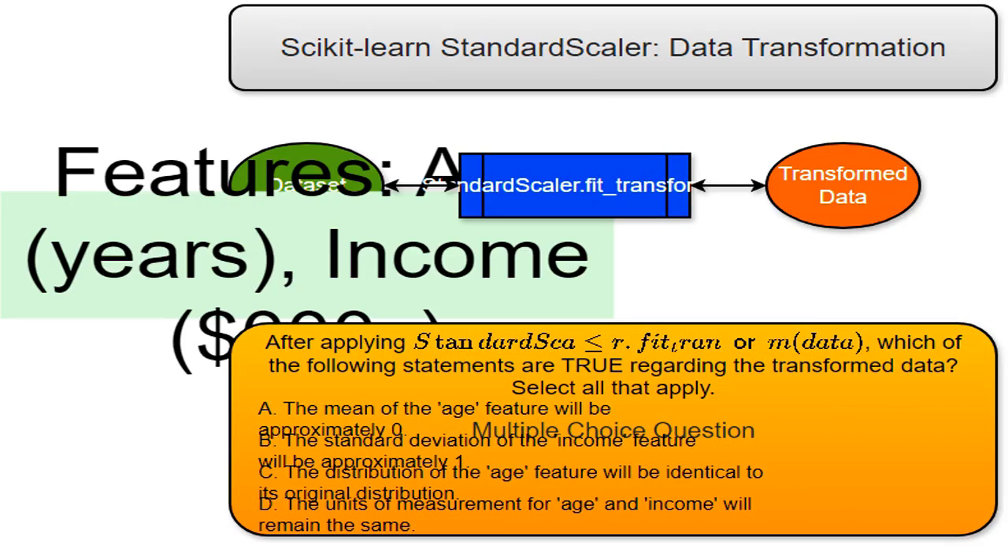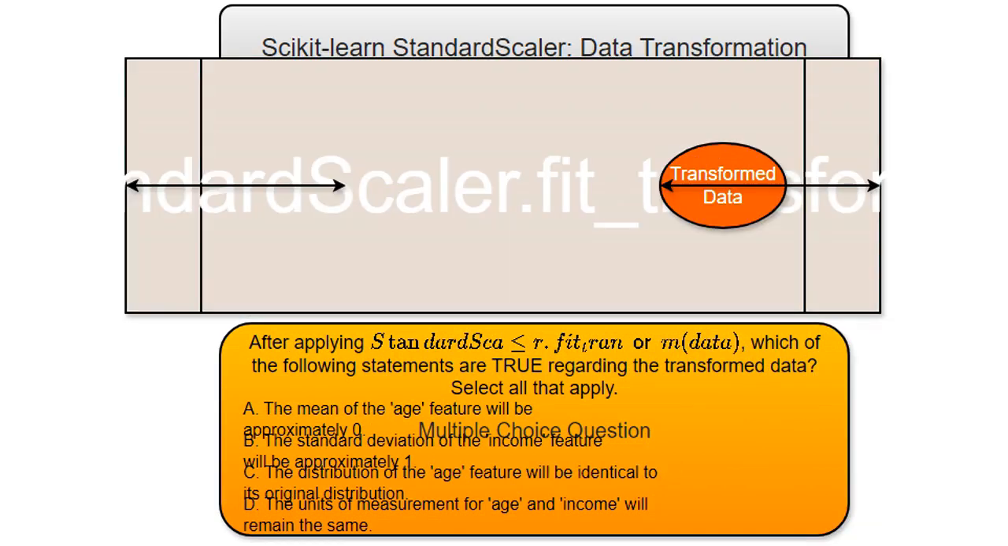These are the variables in the dataset: age, measured in years, and income, in thousands of dollars. This context will help us understand the units and scales involved. This is the specific function call from scikit-learn that applies the standardization transformation. The fit method learns the parameters, mean and standard deviation, from the data, and the transform method applies the transformation.